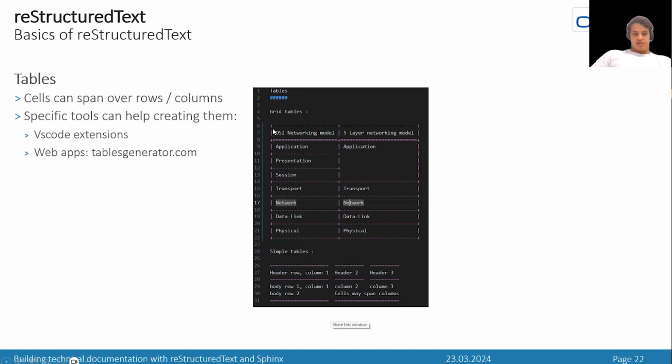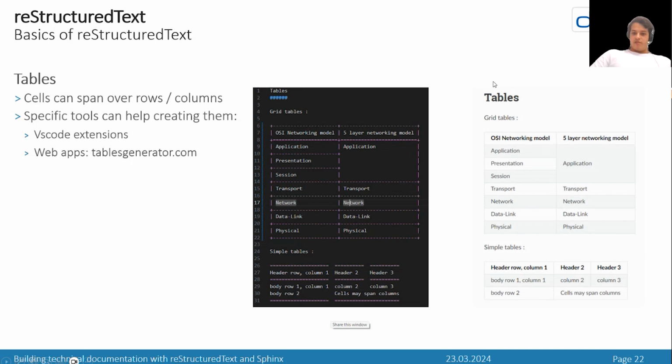And as you can see, it doesn't look very good. It's quite hard to create by hand. So we can use specific tools to create these tables, like VS Code extensions, or we also have specific web applications. This is the output that we get. Here I'm just demonstrating the difference between the OSI networking model and the 5-layer networking model. And there is also a simpler type of table, which consists of equal signs, just like that.